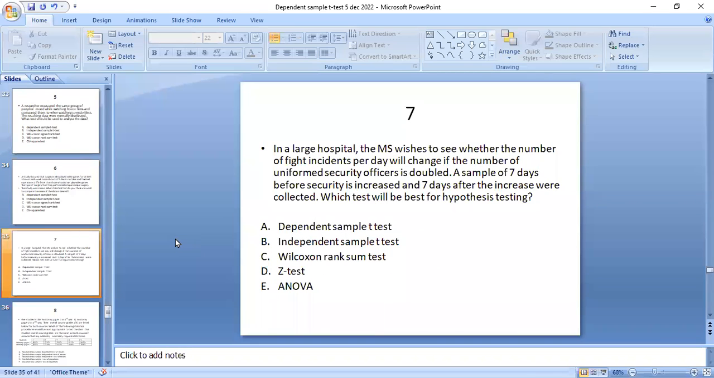Seventh MCQ is, in a large hospital, the medical superintendent wishes to see whether the number of fight incidents per day will change if the number of uniformed security officers is doubled. A sample of 7 days before security is increased and 7 days after the increase was collected. Which test will be best for hypothesis testing? Whether dependent sample t-test, independent sample t-test, Wilcoxon rank sum, z-test, or ANOVA? Yes, alpha is the correct option.